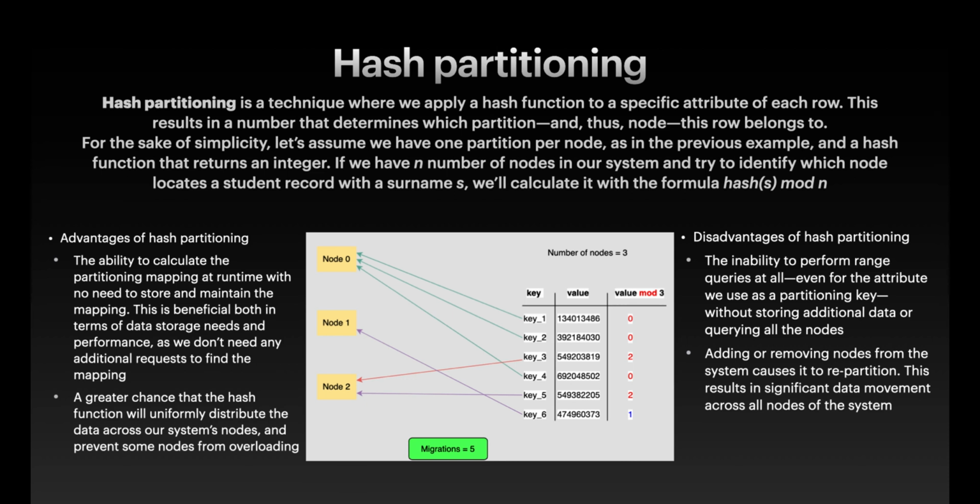Disadvantages of hash partitioning: the inability to perform range queries at all, even for the attribute we use as a partitioning key, without storing additional data or querying all the nodes. Adding or removing nodes from the system causes it to repartition. This results in significant data movement across all nodes of the system.